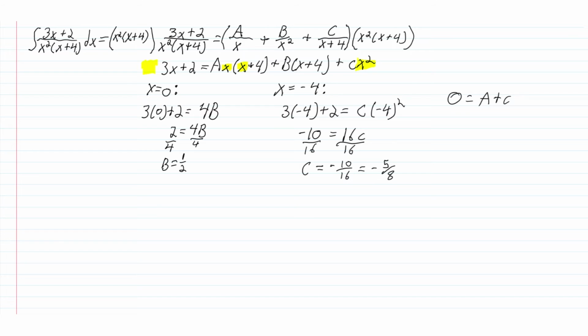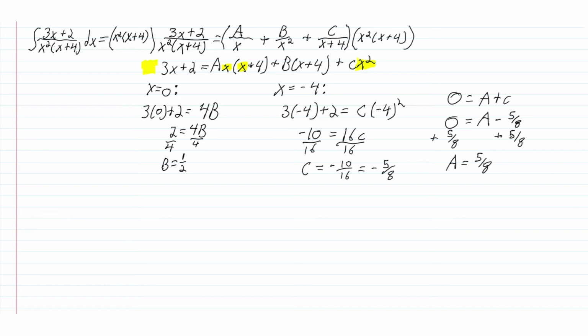And that's something you can do with any of these partial fraction problems. As long as your powers of x are the same, you can set it equal to the coefficient of the same x on the other side. And since we know what c is, we have a minus 5/8 is equal to 0. So if we add 5/8 to both sides, we'll get a is equal to 5/8.